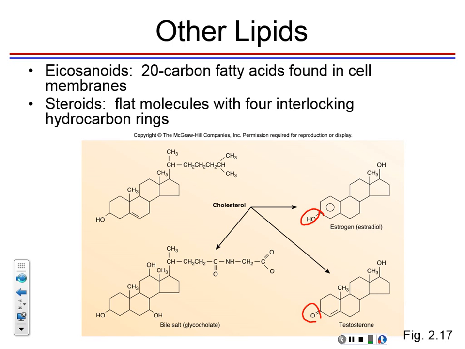So eicosanoids are 20 carbon compounds, and then steroids, of course, are based on cholesterol. They've got the 4 interlocking rings, and then they just have different groups on them for the differences. All right? Okay, proteins. These are the ones that form the primary structure, the secondary structure, the tertiary structure, and the quaternary structure, which is the ultimate folding and grouping of these proteins.